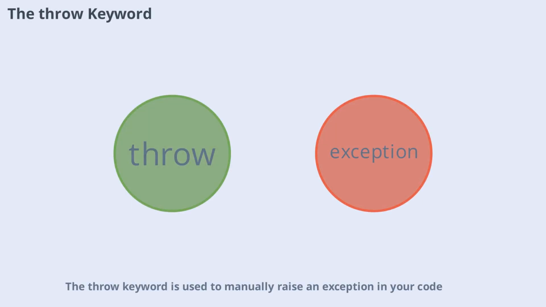The throw keyword is used to manually raise an exception in your code. This is useful when you want to signal that an error or invalid condition has occurred, such as an invalid user input.